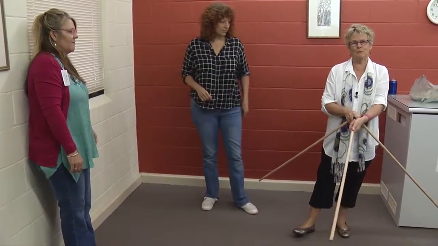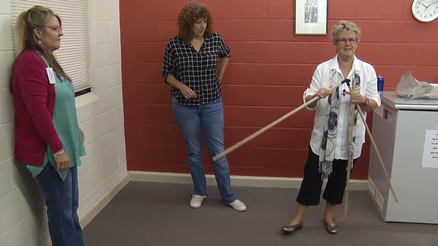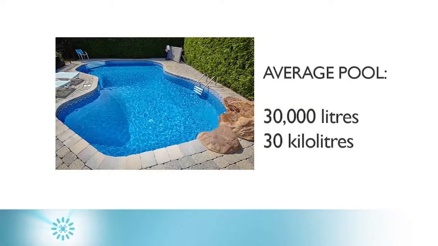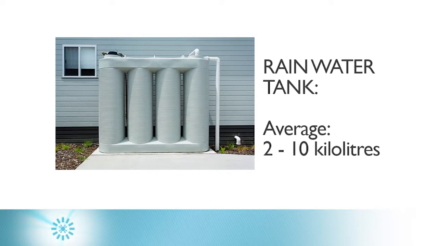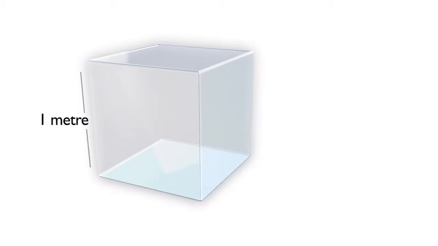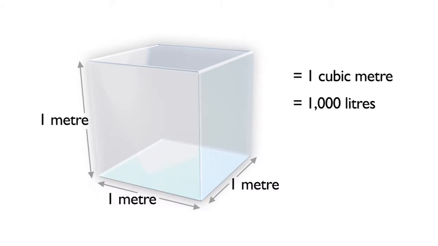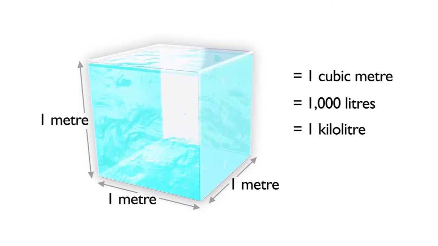Can we build a few more relationships from that? There's 1,000 of these things. It's 1,000 litres, yes, which is a kilolitre. What do we use kilolitres for? Swimming pools, or paying for your water? Rainwater tanks? Yeah, so we've got 1 cubic metre equals 1,000 litres, which is 1 kilolitre.